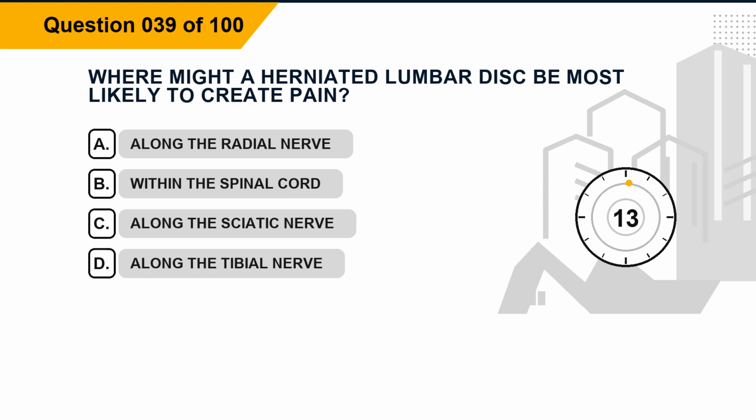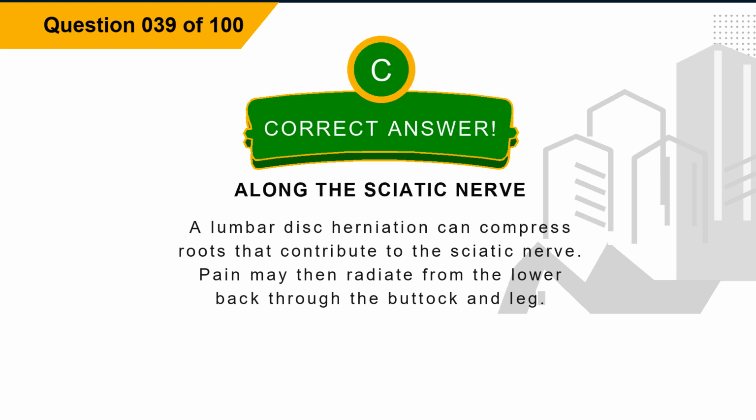Question 39. Where might a herniated lumbar disc be most likely to create pain? Option A, along the radial nerve. Option B, within the spinal cord. Option C, along the sciatic nerve. Option D, along the tibial nerve. The correct answer is option C, along the sciatic nerve.